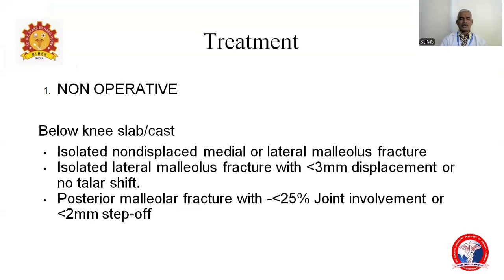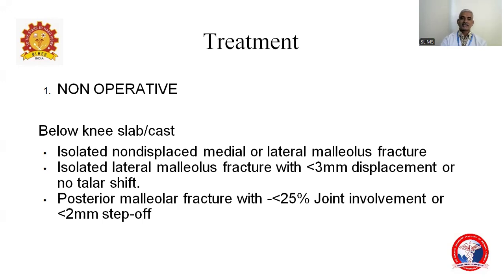Treatment, non-operative. If it is an undisplaced fracture, we go for non-operative treatment in the form of plaster slab or cast. Isolated lateral malleolar fracture with less than 3 mm displacement or no talar shift. Posterior malleolar fracture with less than 25% of the joint involvement and less than 2 mm step-off of the articular surface, we can go for consideration.